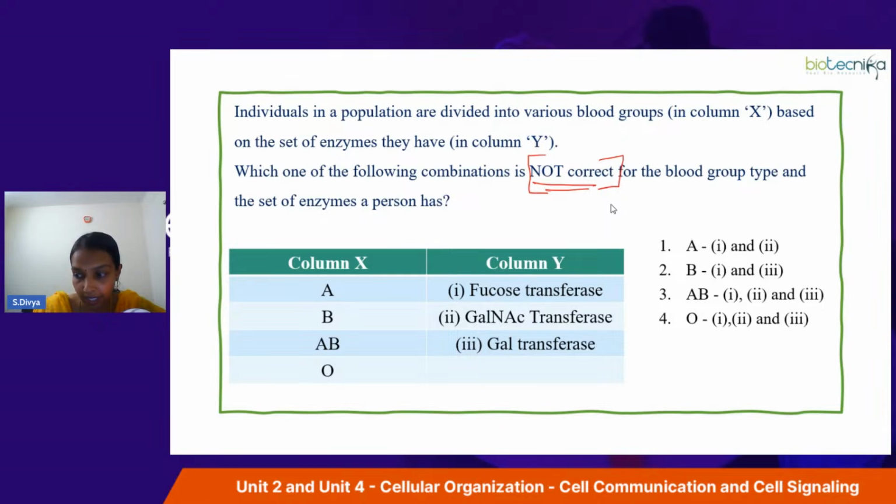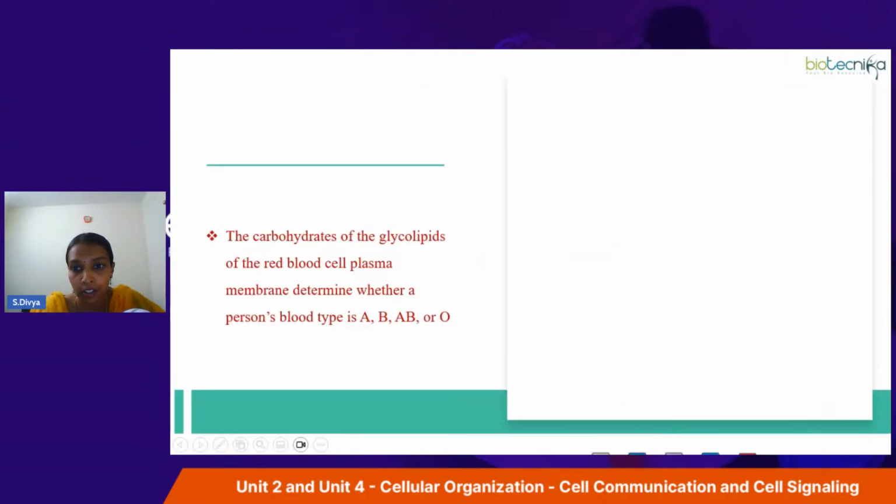Which one is the incorrect answer? Yes, again, I can see many correct answers are coming up. Absolutely correct. Yes, very good. So the correct answer over here is 4. Now, why is 4 incorrect? You have to understand this.